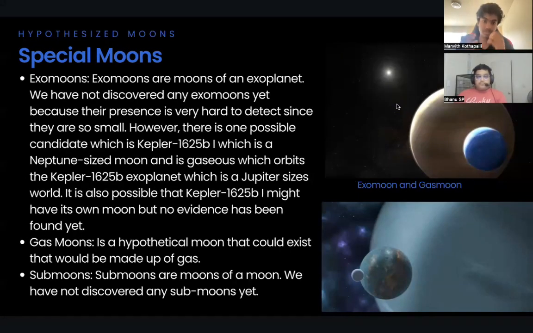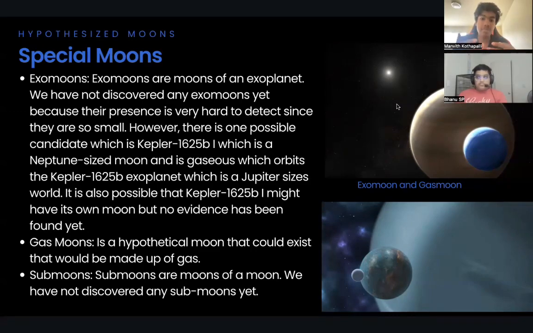So now let's talk about exomoons. Exomoons are moons of an exoplanet. We have not discovered any exomoons yet because their presence is very hard to detect since they're so tiny. However, there is one possible candidate, which is Kepler 1625b I, a Neptune-sized, gaseous moon, which orbits the Kepler 1625b planet, a Jupiter-sized world. It is also possible that Kepler 1625b might have its own moon, but no evidence has been found yet.